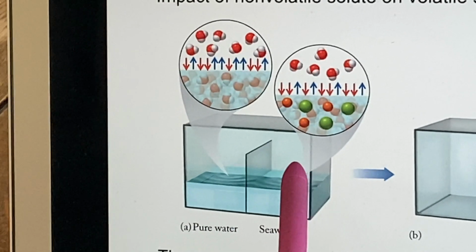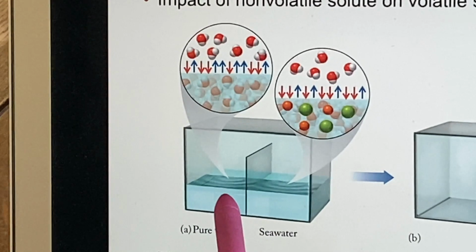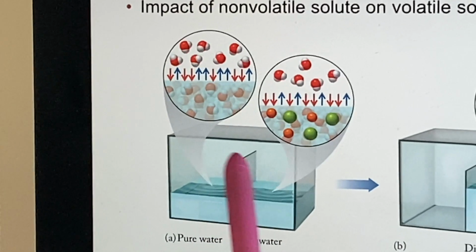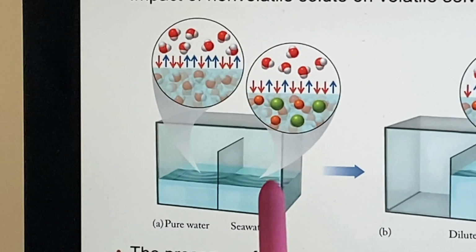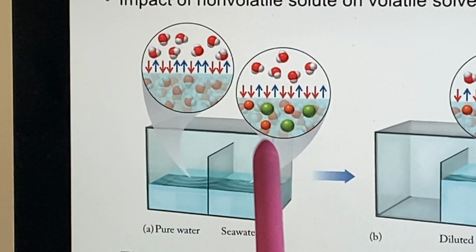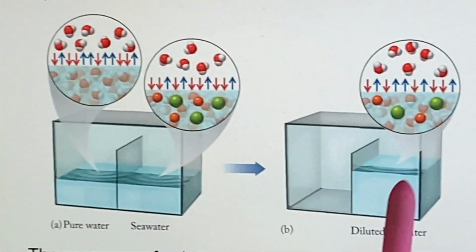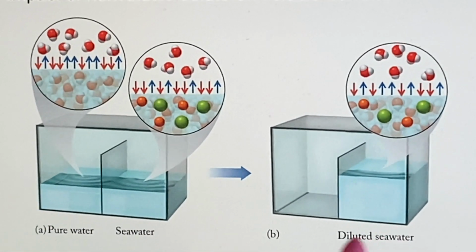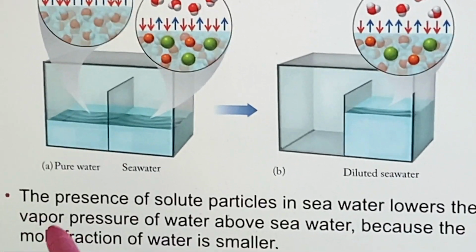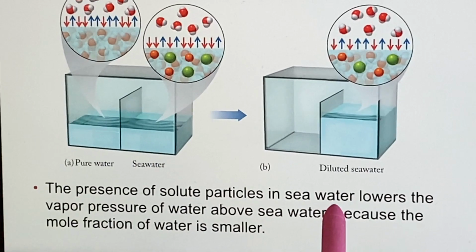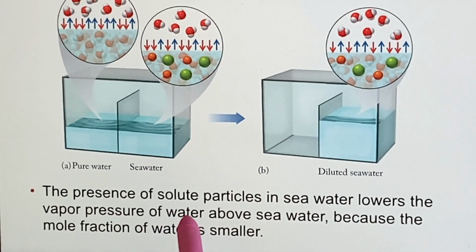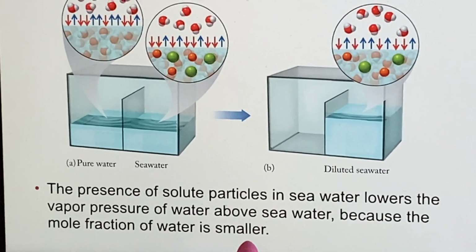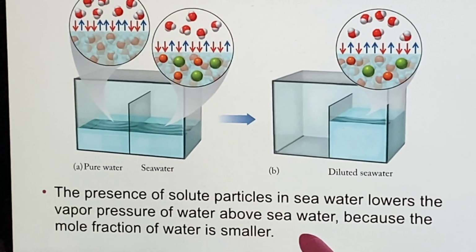Well, if you took this and ran it long enough, the water keeps trying to provide more water vapor up here. Meanwhile, the seawater is saying, oh no, that's too much. Let's pull more of the water vapor back down into the liquid. Ultimately you end up with an empty side and a side that now has been diluted. So we say that the presence of the solute particles in the seawater lowers the vapor pressure of the water, because according to Raoult's law, the mole fraction of water is smaller than it would be in pure water.